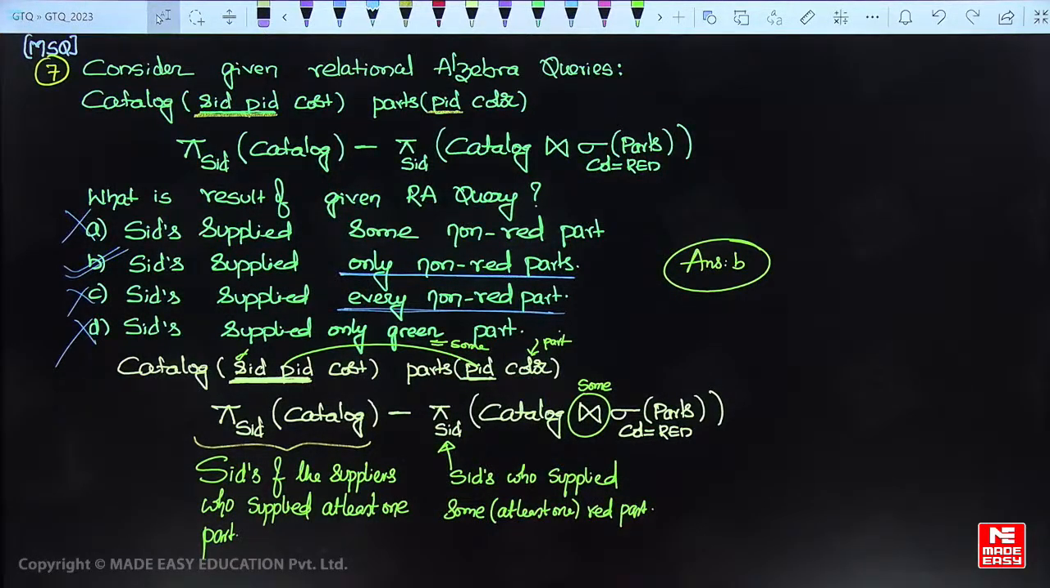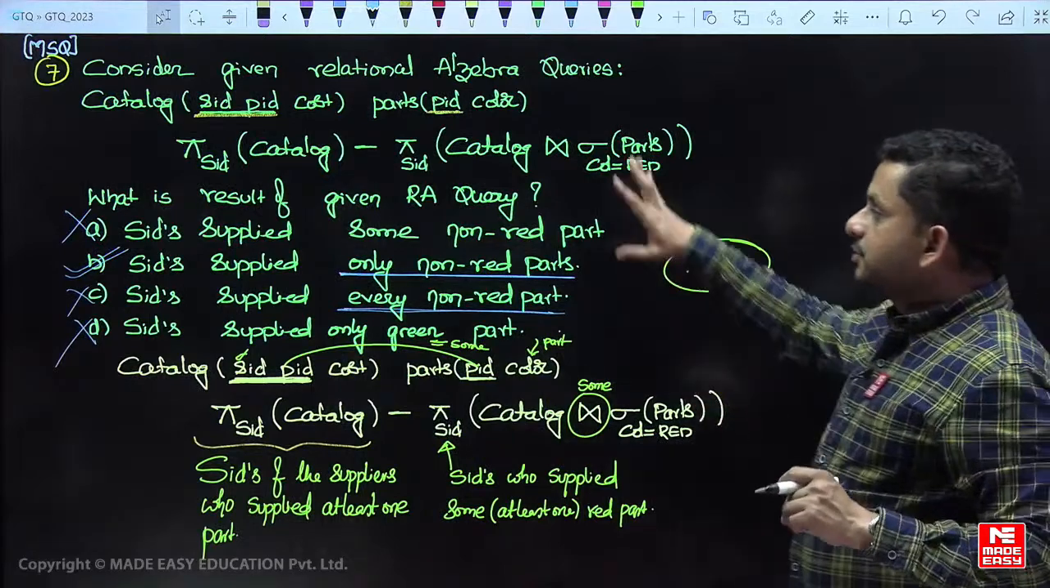Yeah, C is like a division, okay. The query is not required to retrieve SID who supplied every non-red part, even if he has not supplied all the non-red parts. If he supplied one of the non-red parts as well as not supplied any red part, still he will be in the result, right? So hope it is clear.